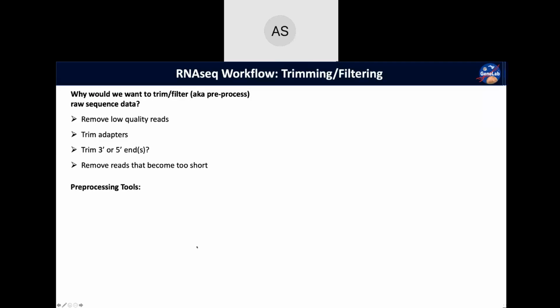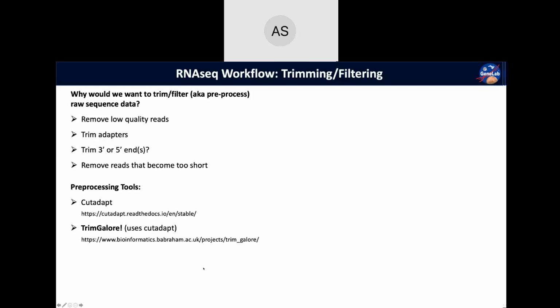So there are several tools available that do this type of trimming and filtering. And all these tools pretty much work the same way. Some of them use different programming languages, some of them have different features, but essentially they all do the same thing. So here are some common tools that are used for trimming or filtering sequencing data.